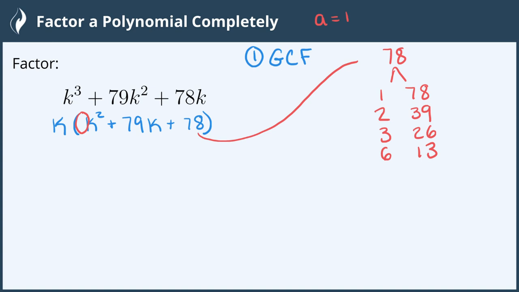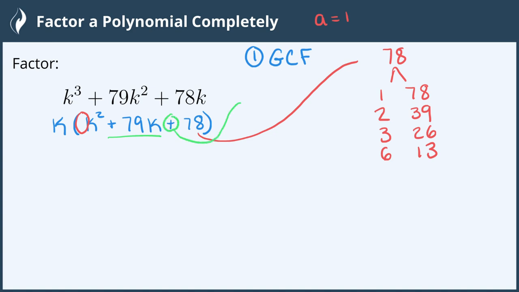We could try 7, 8, 9, 10, 11, 12, because those are the numbers between 6 and 13, but those also don't go in. And once I get to 13, I'll start on the other side, and so that means that I'm as factored as possible. And so now we can just start looking for which of these combinations of factors will give us our middle term of 79.